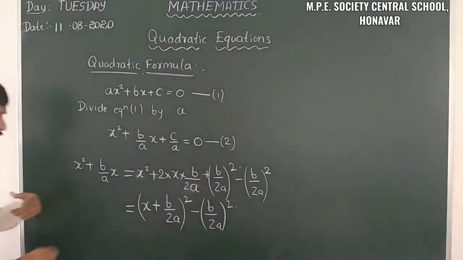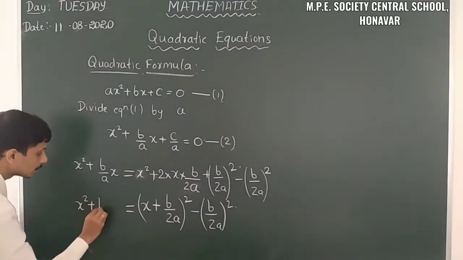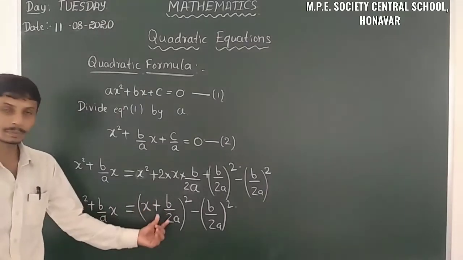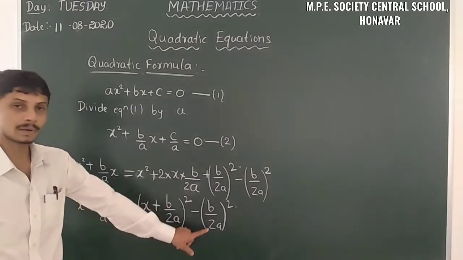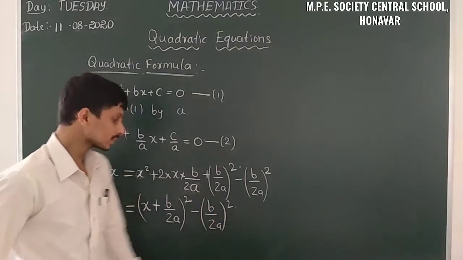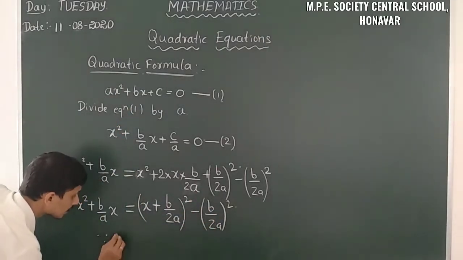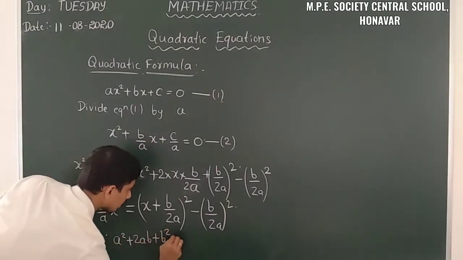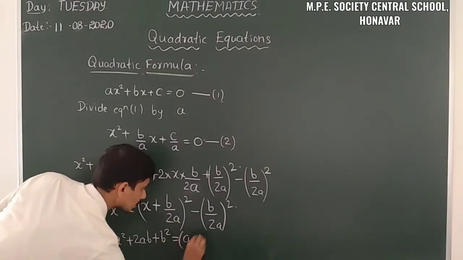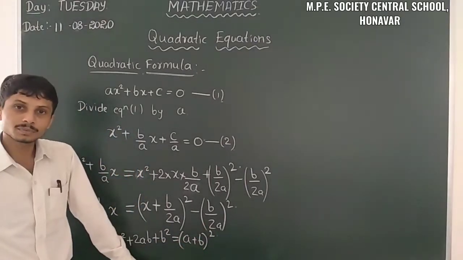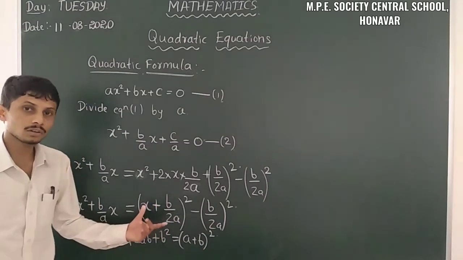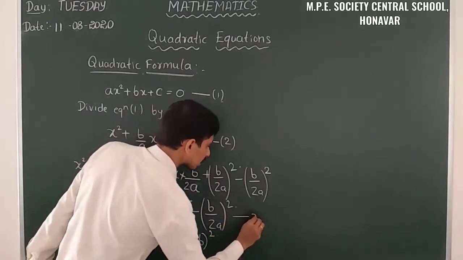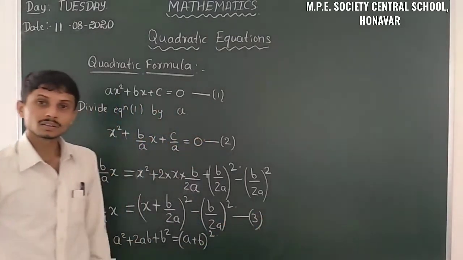So what is the value here? It is x square plus b by a x, which is equal to x plus b by 2a whole square minus b by 2a whole square. How did we get this? Because a square plus 2ab plus b square is equal to a plus b whole square. From the reference of this formula, we got the value of the first two terms of equation number 2 here. I will call this equation number 3. So here is the next step.